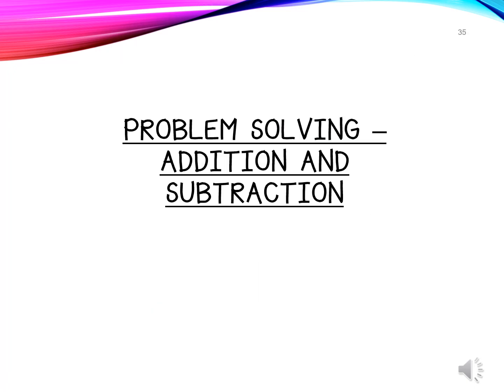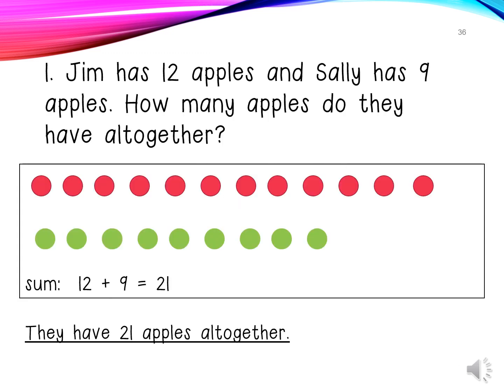Now we are going to be doing problem solving for addition and subtraction. Number 1. Jim has 12 apples and Sally has 9 apples. How many apples do they have altogether? So now we know, children, we need to add. As you can see in the box, I have done my working. Let's go through it. Remember, children, you do not have to draw the apples. You could draw circles or squares to show your workings.